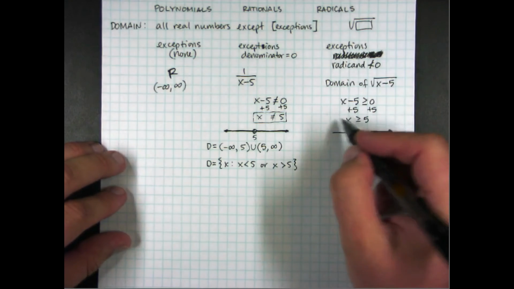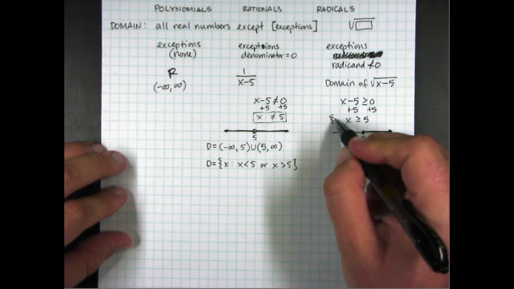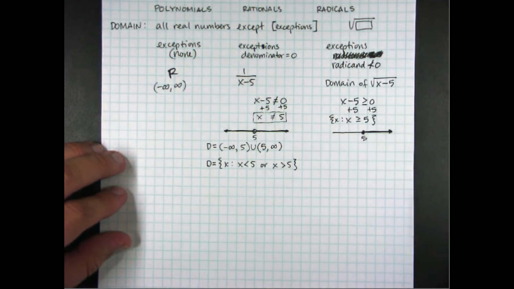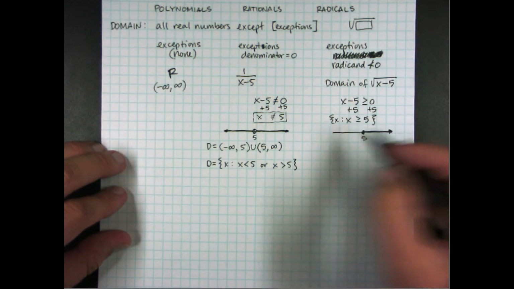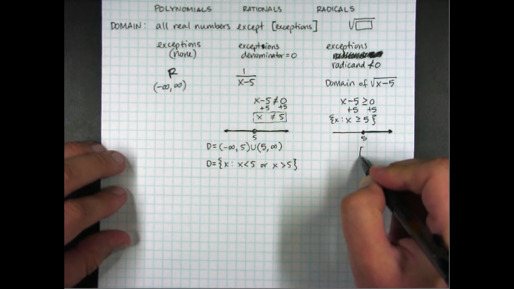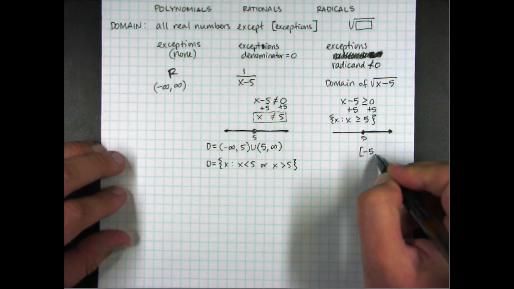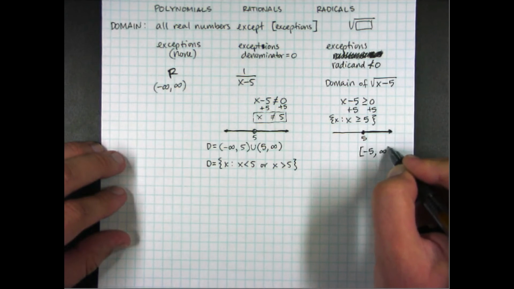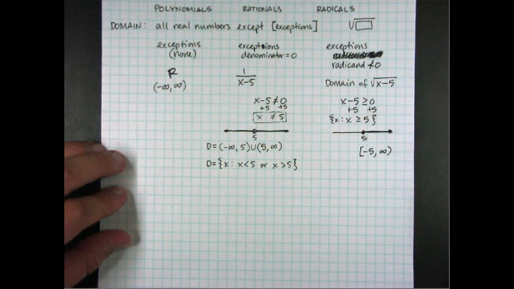Now, I could rewrite it in set notation and call it good. Or if I prefer to write it in interval notation, then I would write it 5 to infinity, including 5.